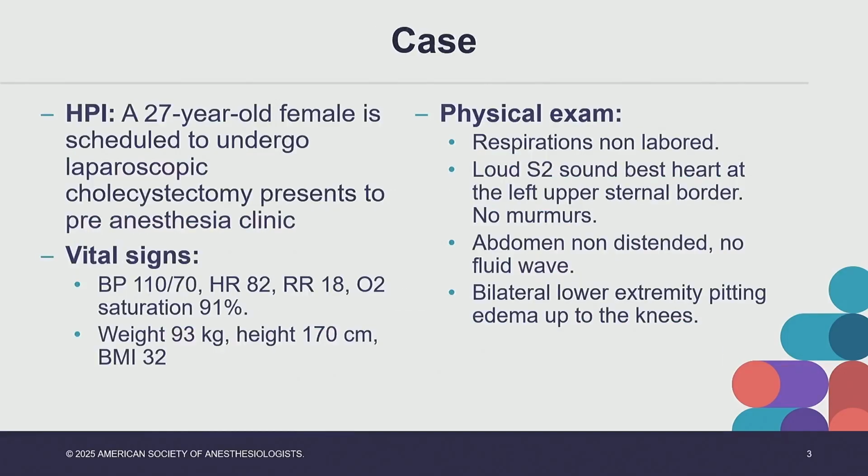So we'll start with a patient. We have a 27-year-old female. She's scheduled to undergo elective laparoscopic cholecystectomy for symptomatic cholecystitis, and she comes to your pre-anesthesia clinic. Here are her vital signs. You notice that she has a low baseline oxygen saturation on room air, about 91%. She's mildly obese with a BMI of 32, and her physical exam is notable for a loud S2 sound on the left upper sternal border, as well as bilateral lower extremity pitting edema.